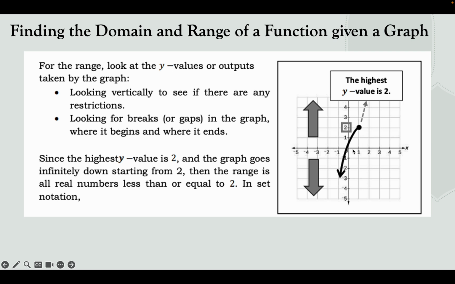Next, in finding the range now, you look at napod sa y-axis. Now, you see that the highest value of your y-axis based sa atong point class here is 2, right? So since the highest value of your y is 2, the graph goes infinitely down starting from 2. Then the range is the set of all real numbers less than or equal to 2 in set notation. So we have here y is an element of real numbers such that y is less than or equal to 2.